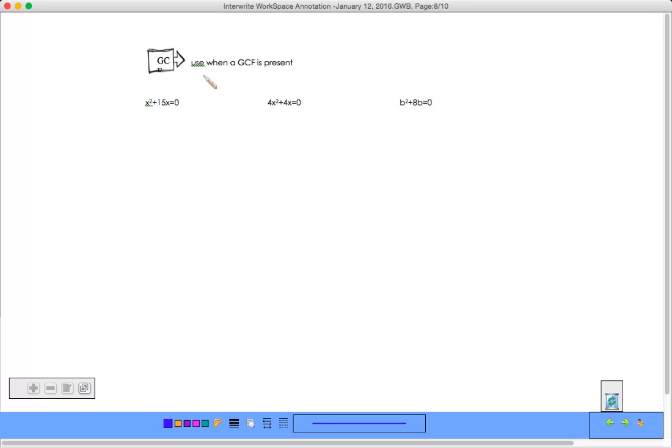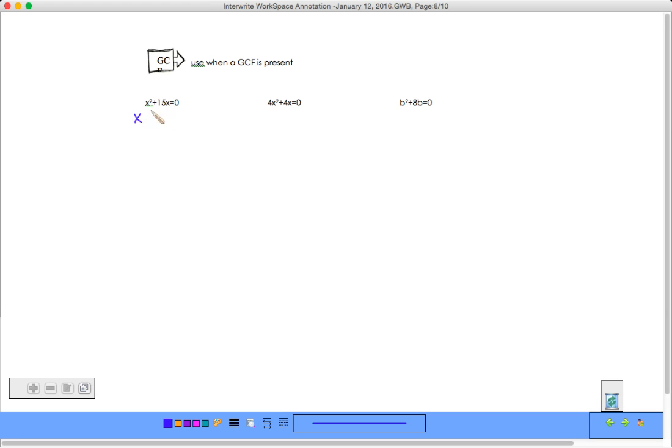All right, now we've been working on GCF already. So this is the method we're going to use whenever we can take something out of both terms. Looking at this, we know we want it equal to 0, but it already is. But looking at this, we have an x squared and an x, and we don't have a third term, so we can see that there's something we can take out of both terms. We can actually take an x out.